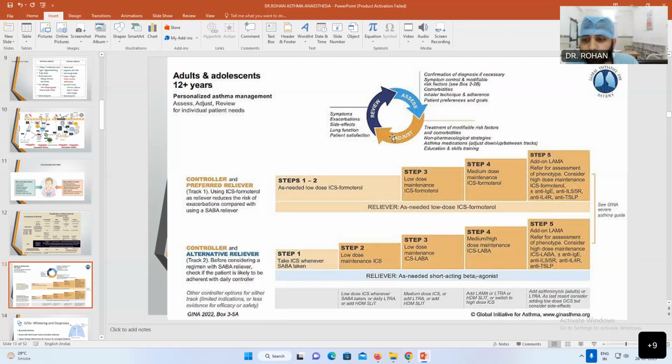And if there is severe persistent asthma, along with the high dose inhaled corticosteroid and formoterol, we add on specific agents like anti-IgE, anti-interleukin 5, anti-interleukin 4, or we can also add oral steroid, or we can also add long-acting muscarinic antagonists.